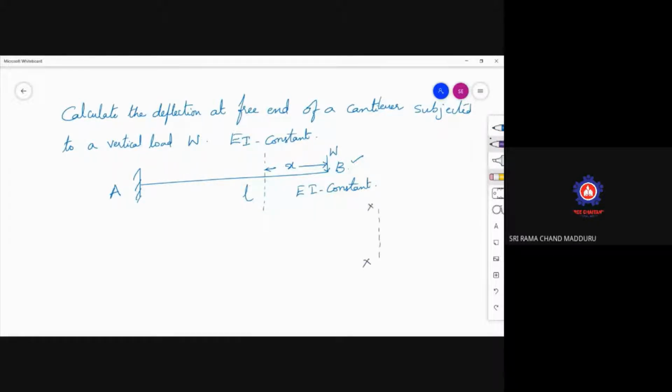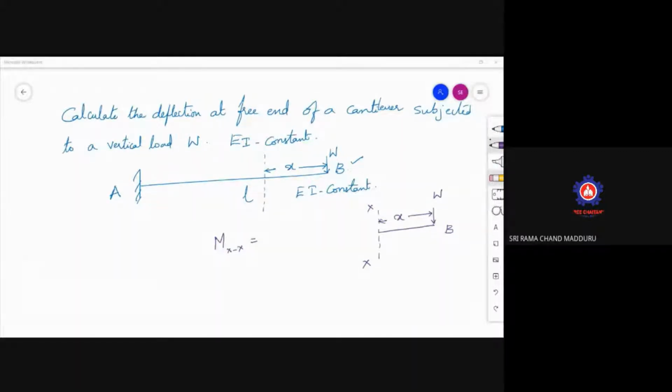This is your section XX. The load of W is acting. This point is B. This distance is x. Now tell me, what is the moment at section XX? Can anyone of you tell me? So I am taking the moment about this section, which is nothing but W into x.